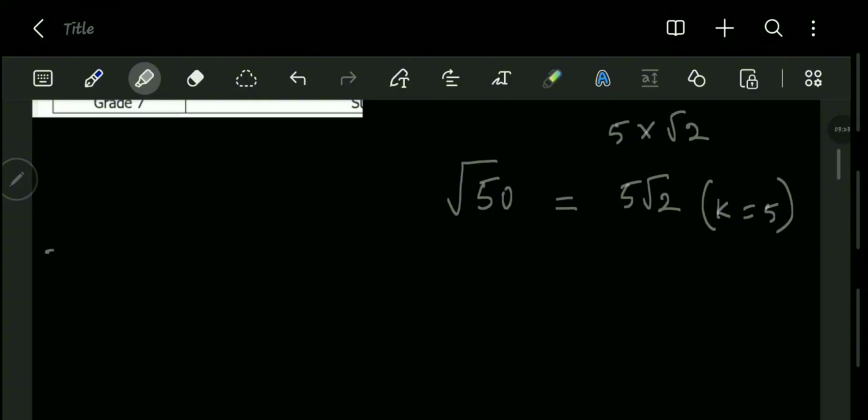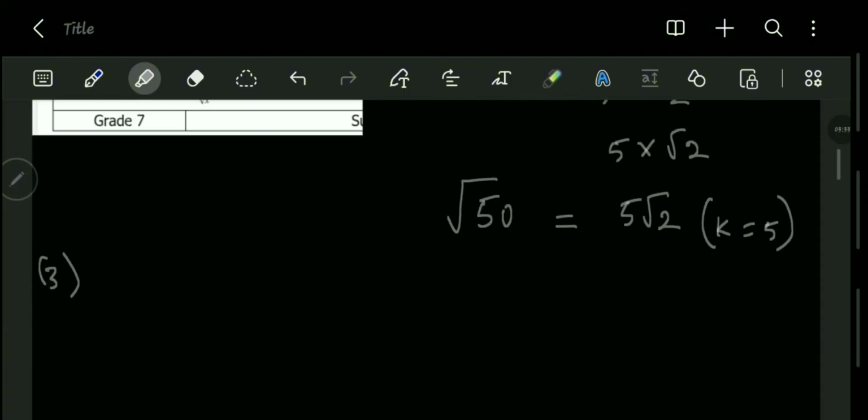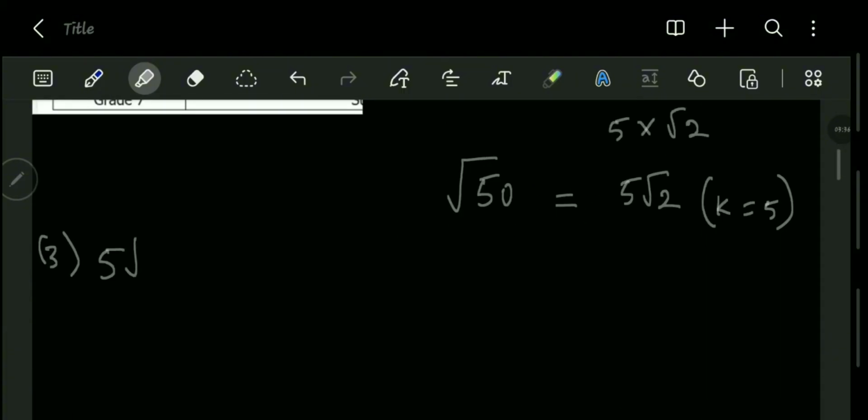For question 3, I'm asked to write 5 surd 27 in the form of k surd 3, where k is also an integer. So 5 surd 27 can be written as 5 outside, then multiplied by, because between the 5 and the surd there is a multiplication sign in between them here, right? So I'm splitting it up. So 5 times surd 9 times 3, because this is going to give me 27, right?